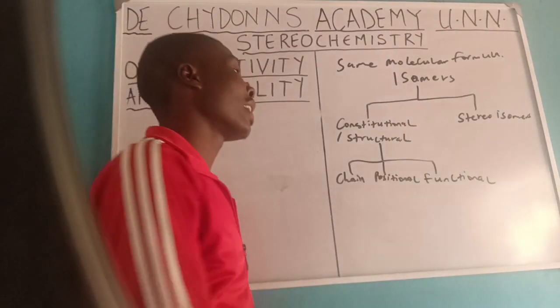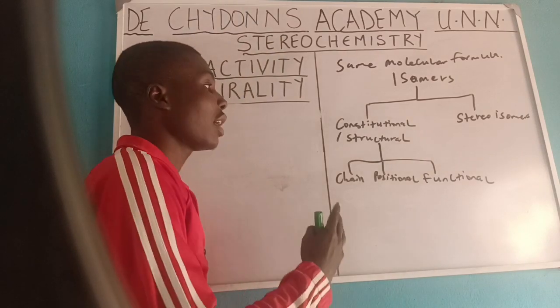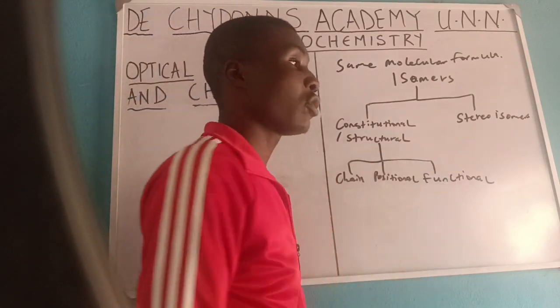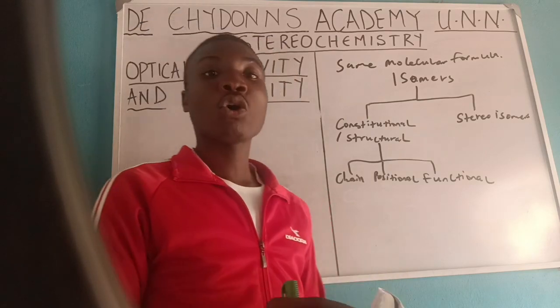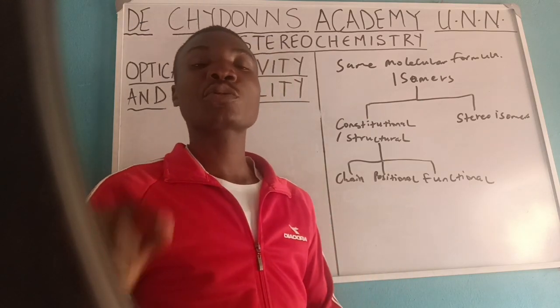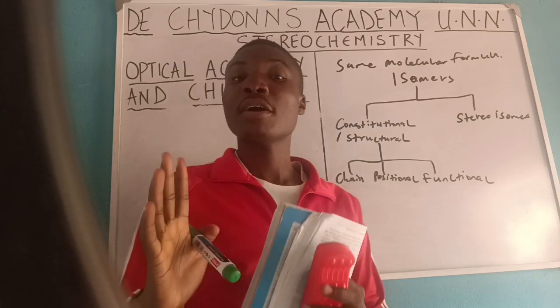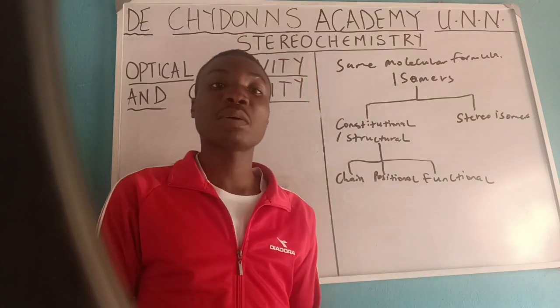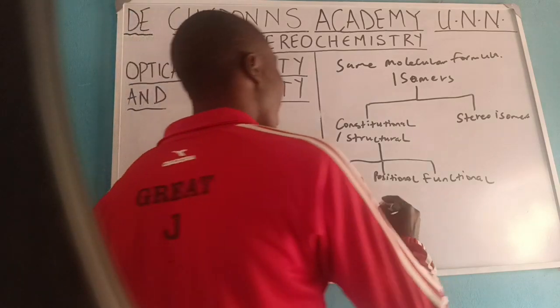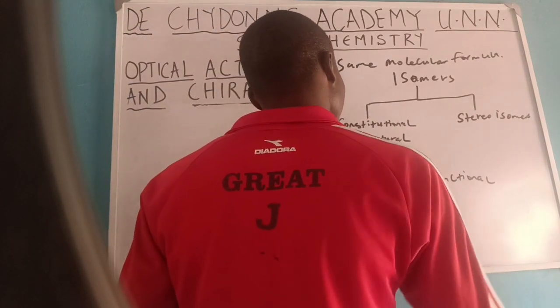So the next one we'll look at under constitutional structural isomers refers to functional isomers. Now, functional isomers happen to be isomers that occur with different functional groups but the same molecular formula. You're going to be seeing what I'm talking about the moment I work on this particular structure. Now we have this.